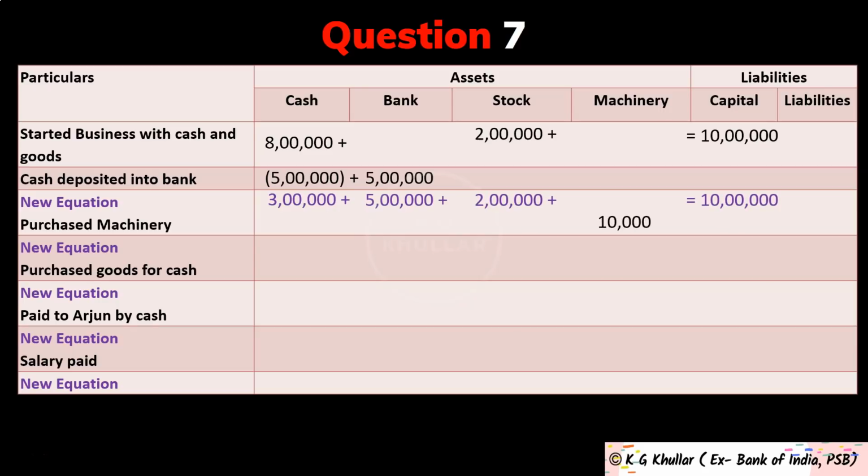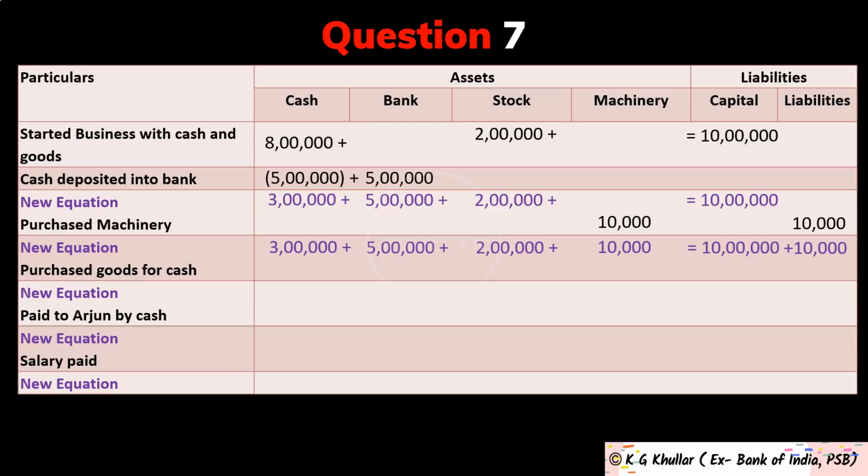Then third transaction is purchase machinery on credit from Arjun rupees 10,000. Now friends, machinery is also an asset, so machinery will get increased by 10,000 on left hand side, but also note, since this machinery is purchased on credit, so liabilities will also get increased by 10,000 on right hand side. Thus revised equation becomes 3 lakhs plus 5 lakhs plus 2 lakhs plus 10,000 equals 10 lakhs plus 10,000. Then fourth transaction is bought goods for rupees 80,000.